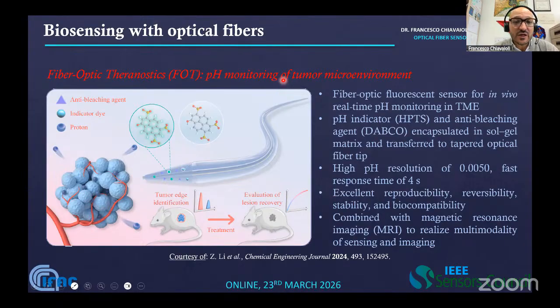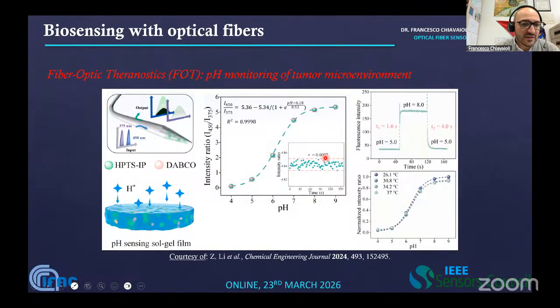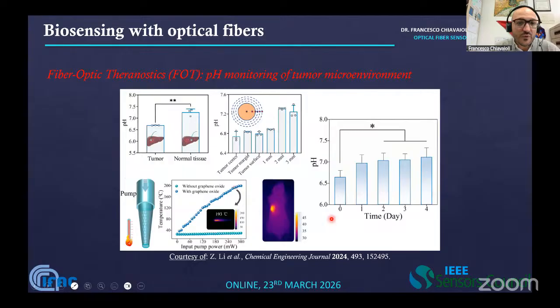So the determination of this parameter is fundamental not only to localize the tumor but also to have feedback after the treatment of the tumor. And this probe, combined with a hydrogel method to monitor the pH, has been tested in vivo with animals, and we can see that we can easily discriminate the pH depending on whether we are inside the tumor or in healthy tissue.